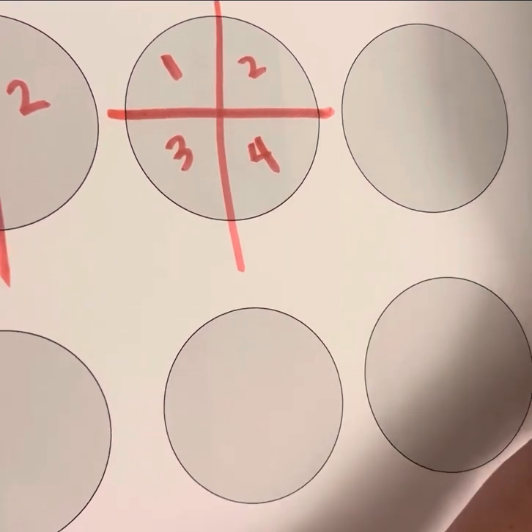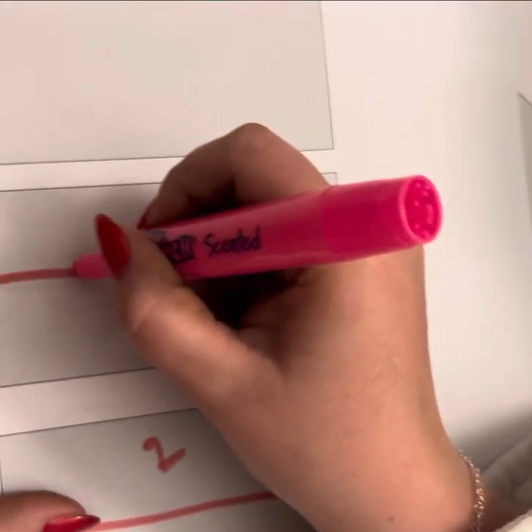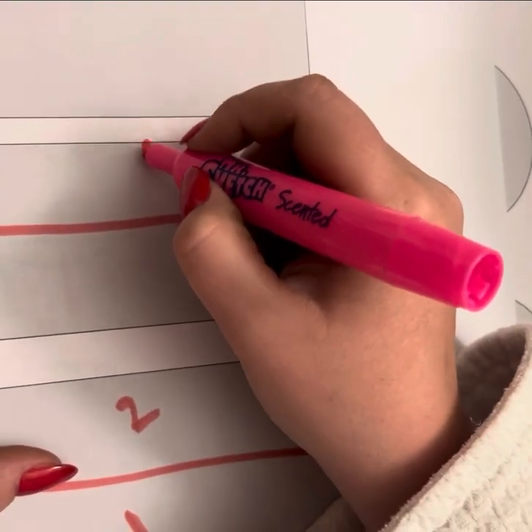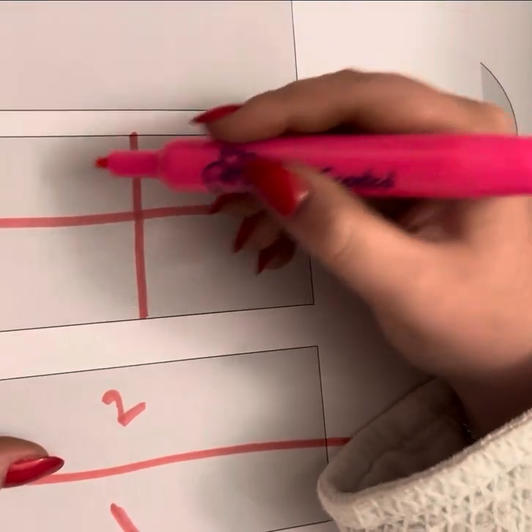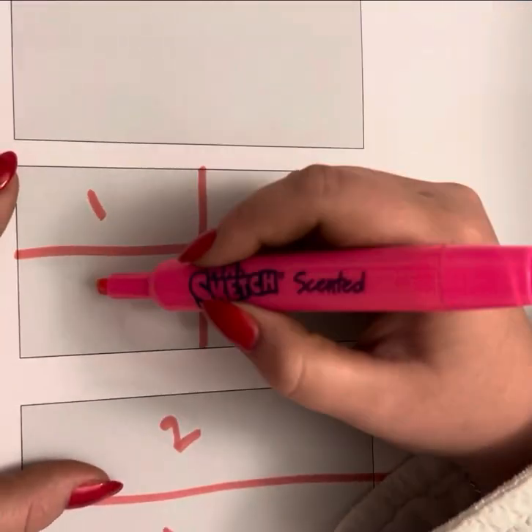And again, I can do the same to a rectangle. I will start by dividing it in half, splitting it in half, and then splitting it in half again. 1, 2, 3, 4. I have 4 equal parts.